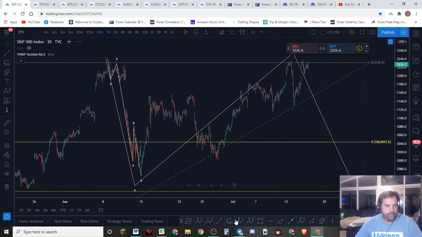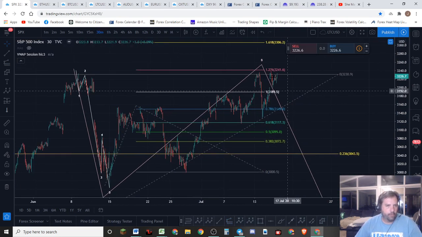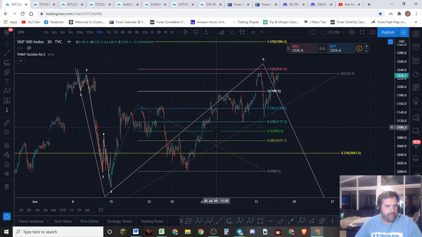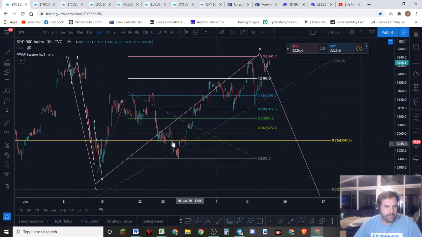Okay, first thing I want to do, what's the first thing you do when you want to measure a wave? You measure the first wave and the second wave. I expect the B wave to come to a 127 or a 1-to-1 extension. We've come up to the 127 extension, which is perfect for a 3-wave move. We've hit the top here, so to be honest with you, it's a nice looking 3-wave. We got an A wave, a B wave, and now we have a C wave. Expect 5 waves to be finished.